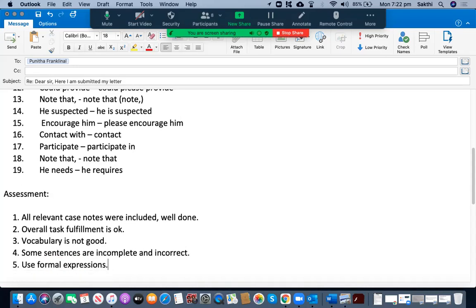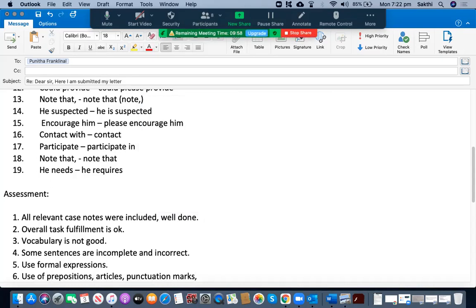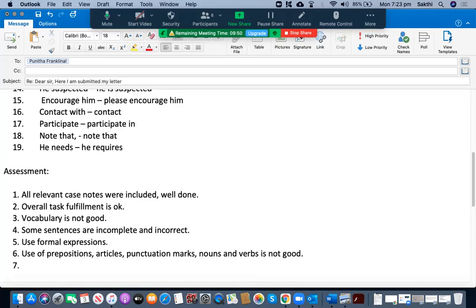The other thing is use of prepositions, articles, punctuation marks, nouns and verbs. Nouns and verbs are not good. You have to work on all these things. Layout could have been better. Layout could have been better. All right.